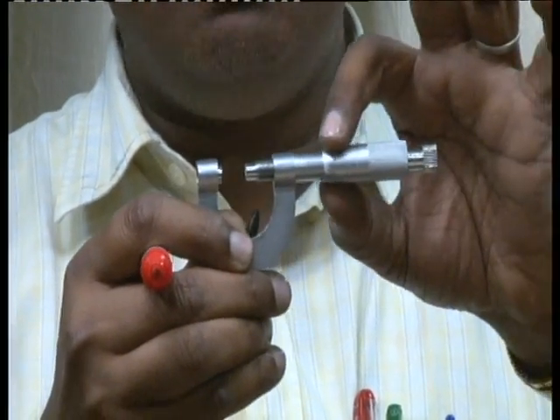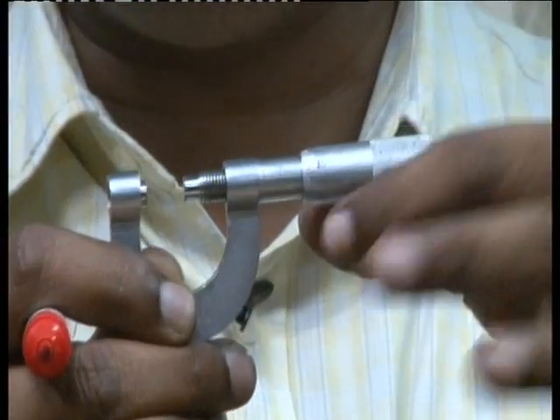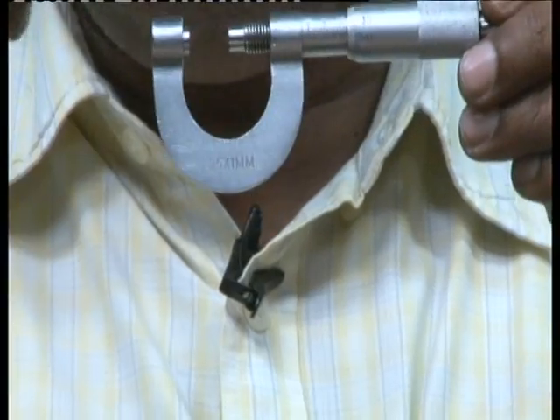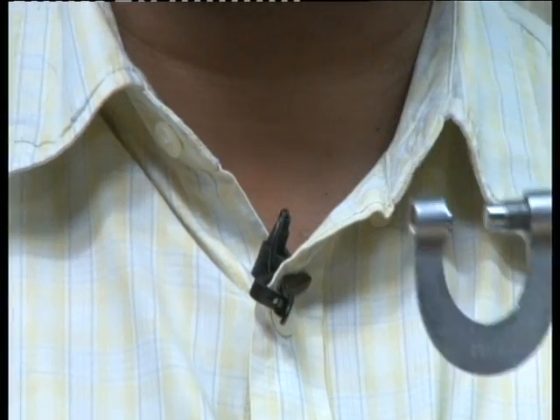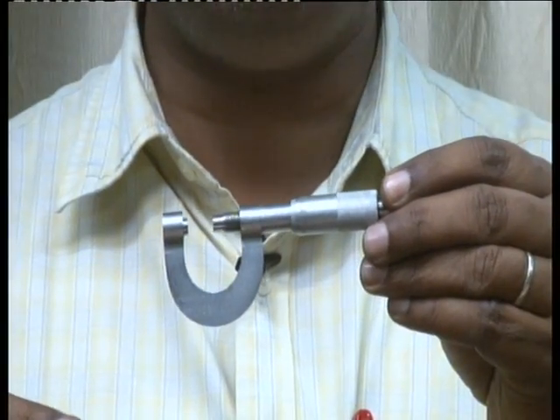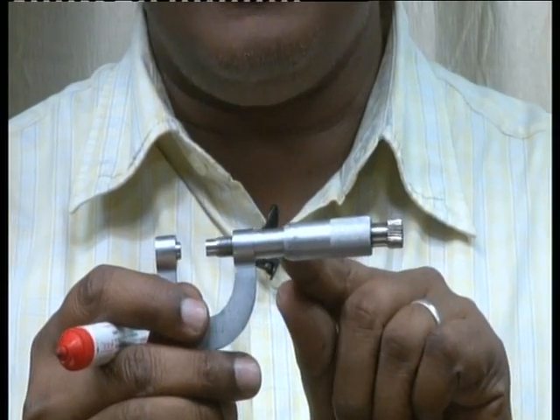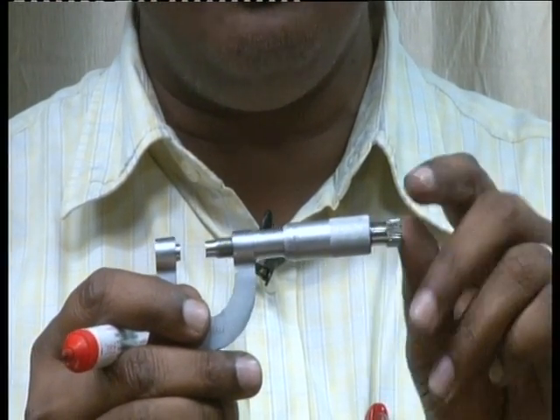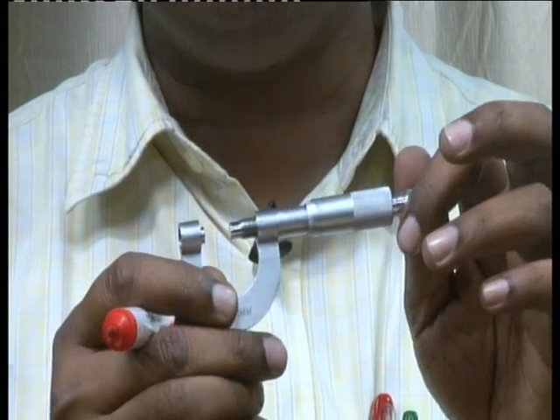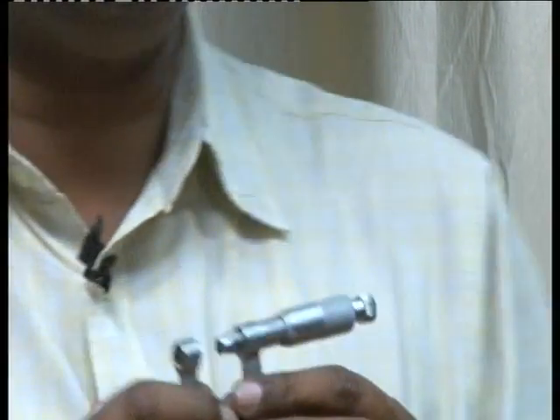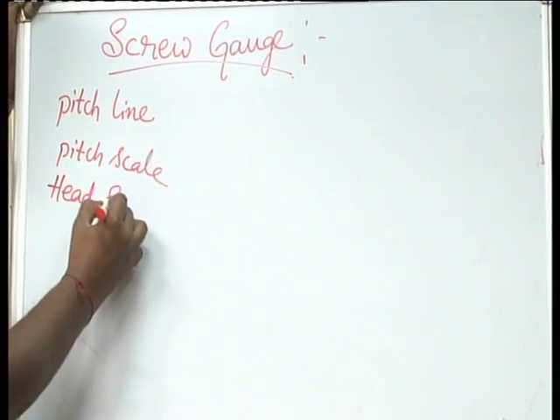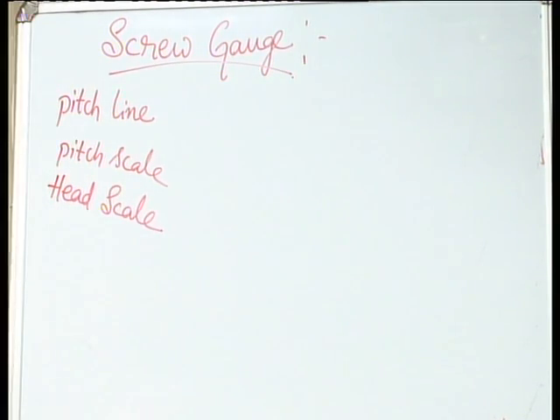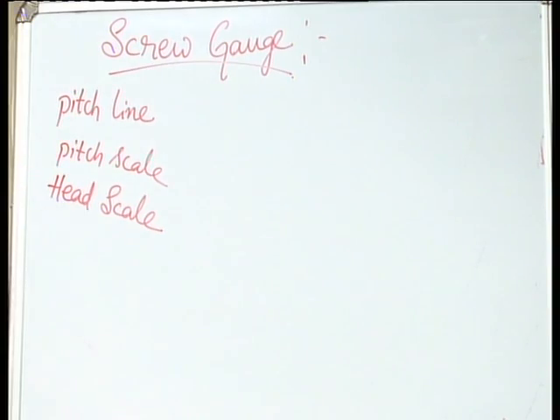Observe this beveled edge portion. Once again, there is a scale in the form of a circle. That is why this scale is called a circular scale. Since this circular scale is attached with the head of the screw, this scale is called a head scale. Again, when compared to your vernier calipers, here also we have two scales. There is a main scale and vernier scale there; here there is a pitch scale and head scale.